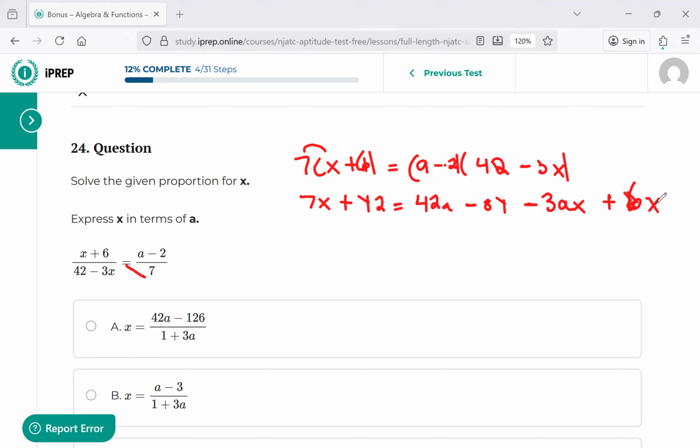Then my goal is to solve for x. Anywhere there's an x, get it on one side. So let's subtract 6x from both sides. 7x minus 6x is x, plus 42 equals, over here, this is going to be 42a.